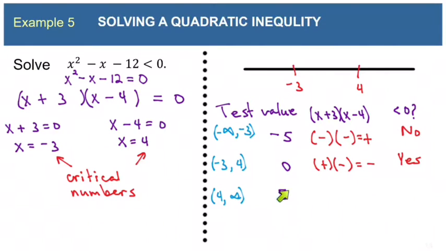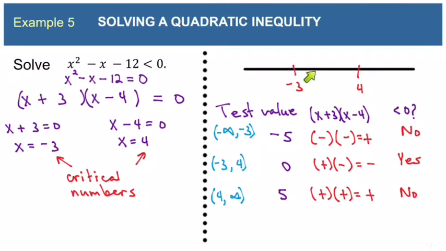Okay, now do the same thing for 5. 5 plus 3 is positive, and 5 minus 4 is positive. And positive times positive is positive. And is that going to be less than 0? And the answer is no. So the only interval we found that makes the inequality true is the middle one.